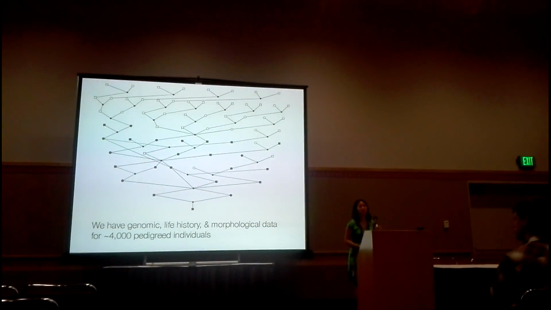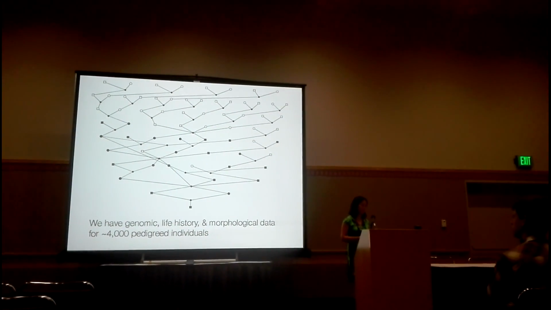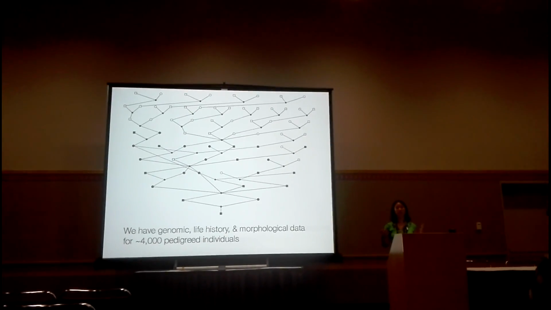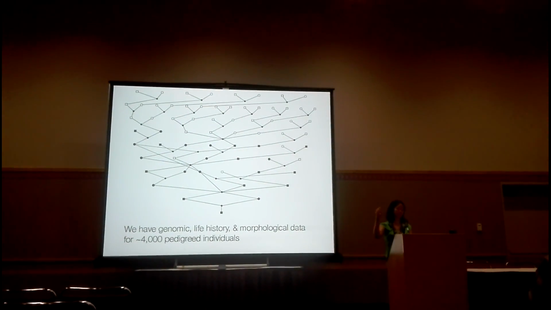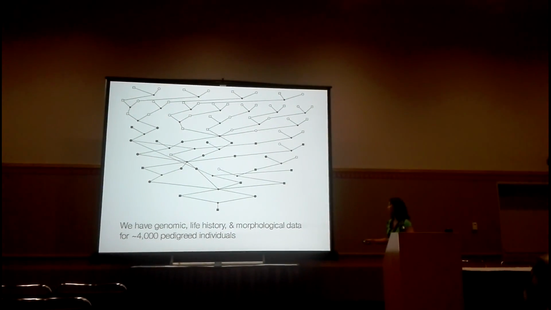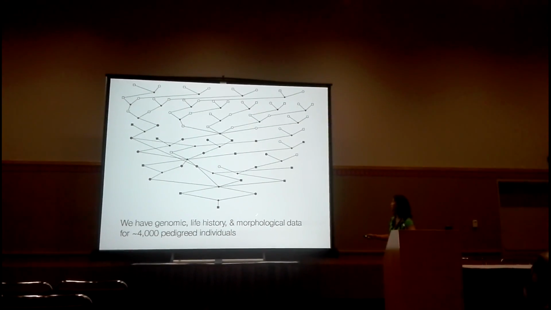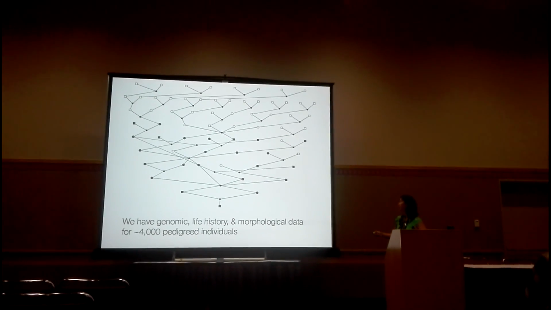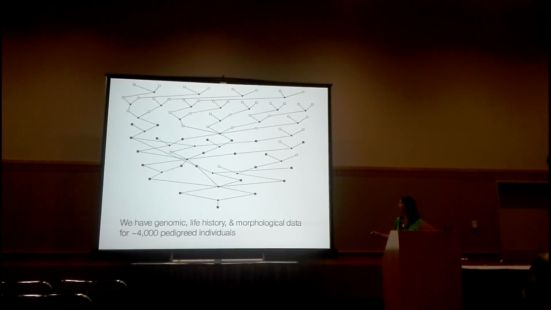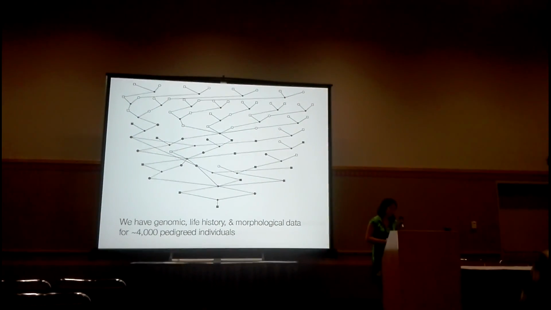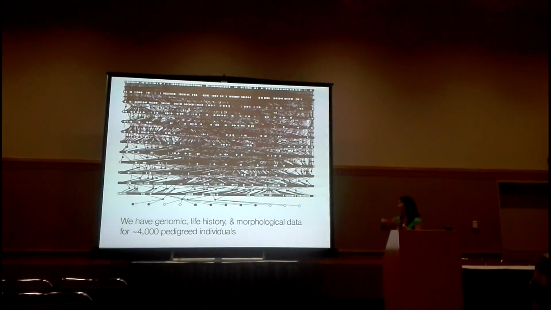So what this means is that we've accumulated a data set of genomic, life history, and morphological data for more than 4,000 individuals on a 12-generation pedigree. Here I'm showing you the genealogy of one particular individual. This is just showing all of its ancestors in our population through time. If you look closely, this is kind of fun because this particular individual actually has several inbreeding loops. Our full pedigree looks something like this.